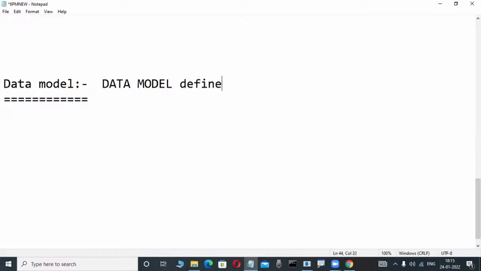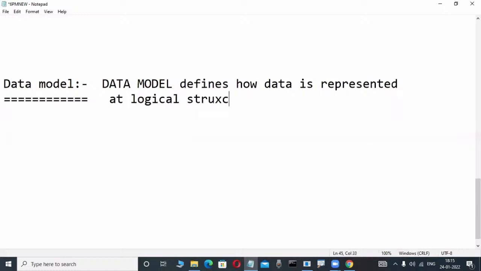Data model defines how data is represented. Observe here, how data is represented at the logical structure of the database. How much easy definition? Observe here: logical structure of the database.